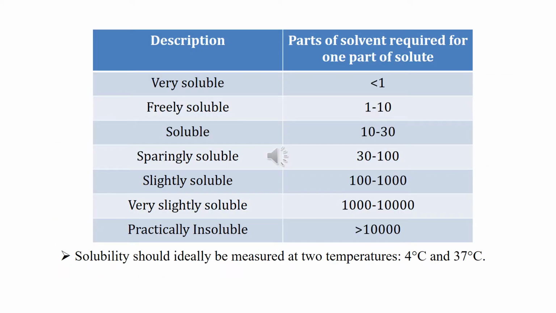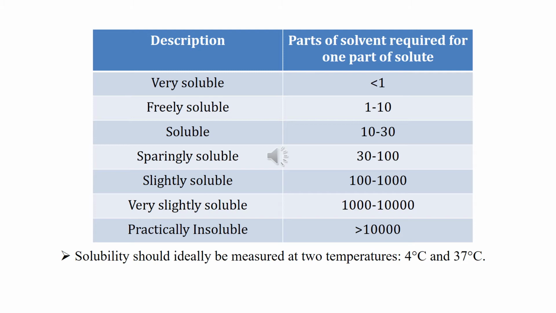Indian Pharmacopoeia has classified substances on the basis of their solubilities. They may be very soluble, freely soluble, soluble, sparingly soluble, slightly soluble, very slightly soluble, or practically insoluble. This classification is based on the requirement of parts of solvent to dissolve one part of solute. For example, a very soluble substance means that less than one part of solvent is required to dissolve one part of solute.